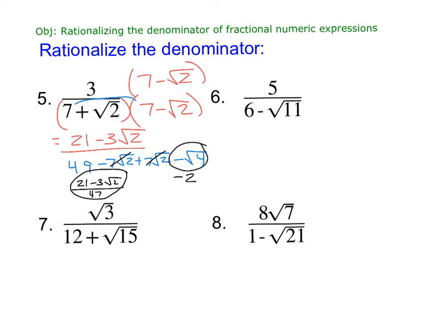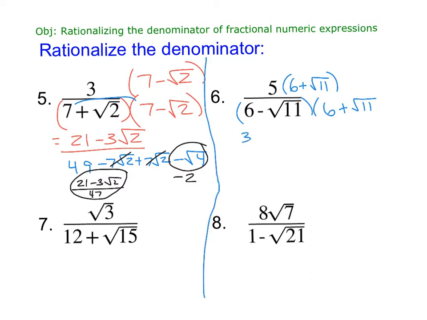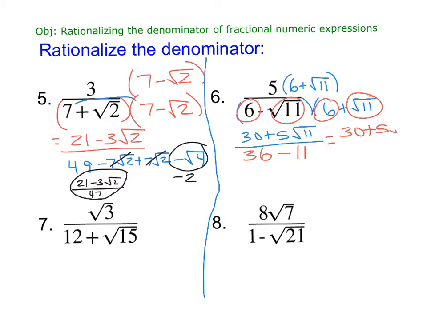All right, so pause and try the other ones. So 6 minus root 11, plus. Don't forget to change the sign. 6 plus root 11. So when I distribute, I get 30 plus 5 root 11 over, so I get 6 times 6 is 36, minus root 11 times root 11 is 11, so 30 plus 5 root 11, all over 25. Now this one I can simplify. I can divide all of those by 5.